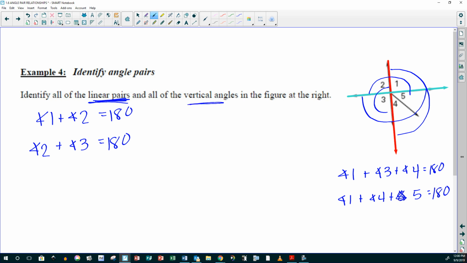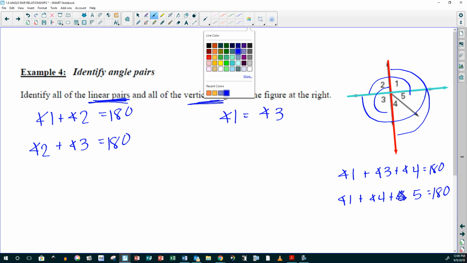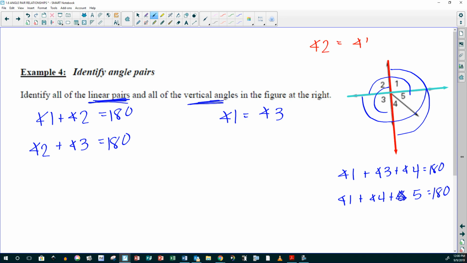And then our other option here are vertical angles. Remember, vertical angles are opposite each other. So angle 1 is equal to angle 3. I also know, now these aren't a linear pair either, but I know that angle 2 is equal to angle 4 plus angle 5, because this angle 2 is the same as 4 and 5 together.